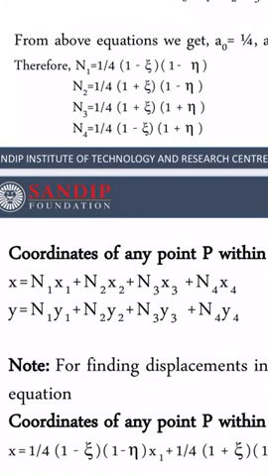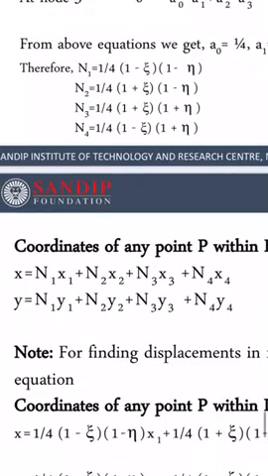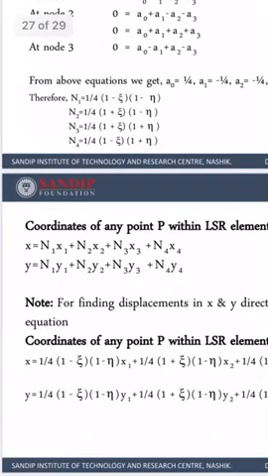Okay, so just similar to the CST element, we need to determine first the shape functions, then we will get our coordinate values x and y. Such type of problems will be asked in your exam for the CST element as well as for LSR elements. Okay, so in this way we have covered our LSR elements and we have covered our third chapter, or third unit also, two-dimensional elements.